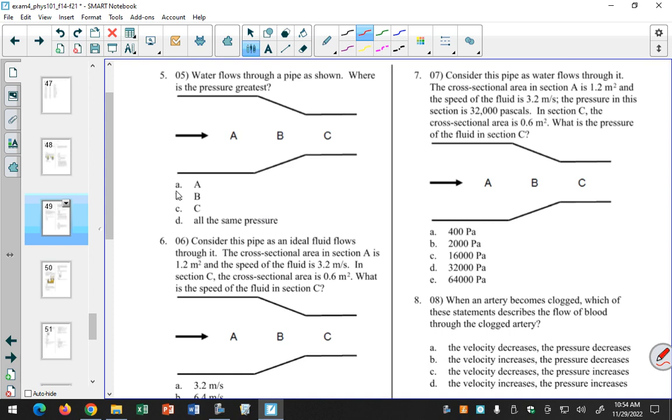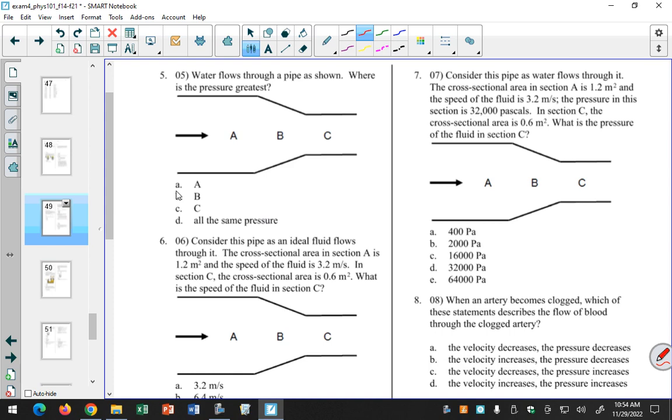Bernoulli says that if the velocity goes up, the pressure goes down. They're inversely related. Whereas the equation of continuity, which says that the area times the velocity of a fluid is always constant, that's based on the conservation of, starts with an M, matter, right?